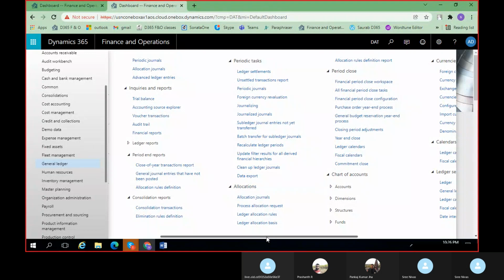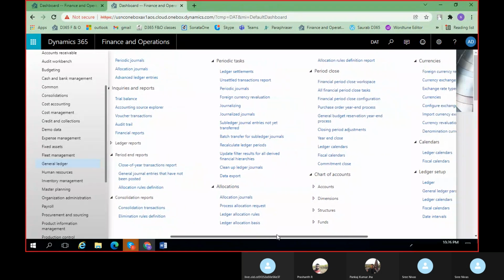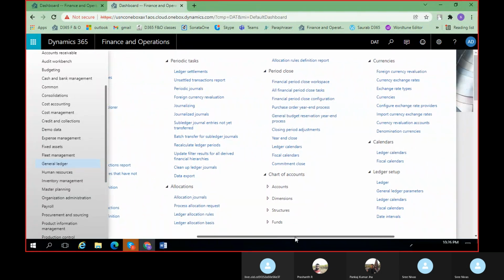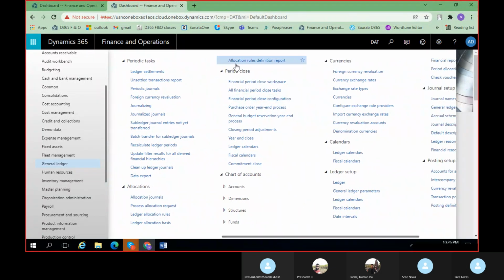There are multiple types, based on what basis you allocate, like the standard method and the fixed percentage method. Those things we'll discuss under the ledger allocations. And this is related to period close. As I told, every month and year end we are supposed to prepare reports for the stakeholders. Those configurations we'll be doing under this one.